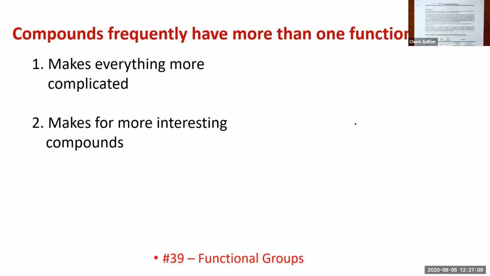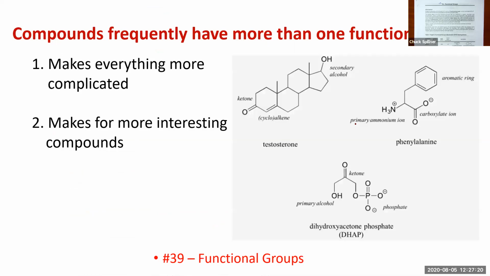So this last slide says that compounds frequently have more than one functional group. So that does a couple things. It makes everything a lot more complicated, but it also makes for more interesting compounds. And I have a couple of examples here, and these are all naturally occurring compounds. So we have testosterone, phenylalanine. So we know testosterone is a sex hormone, and this is called a steroid. This is a steroid. These four fused rings together make a steroid.